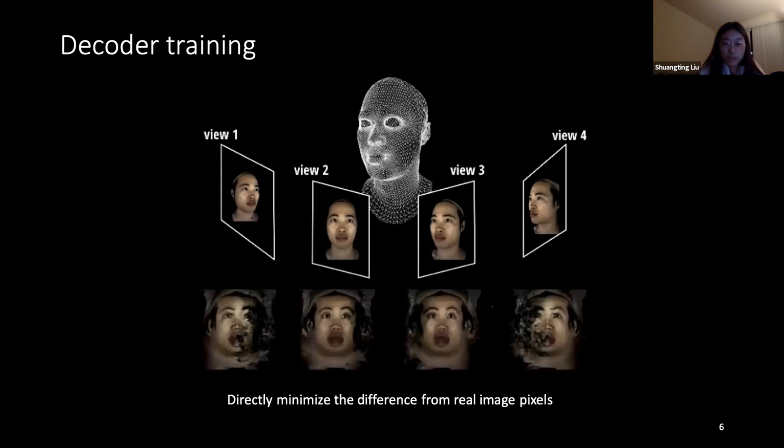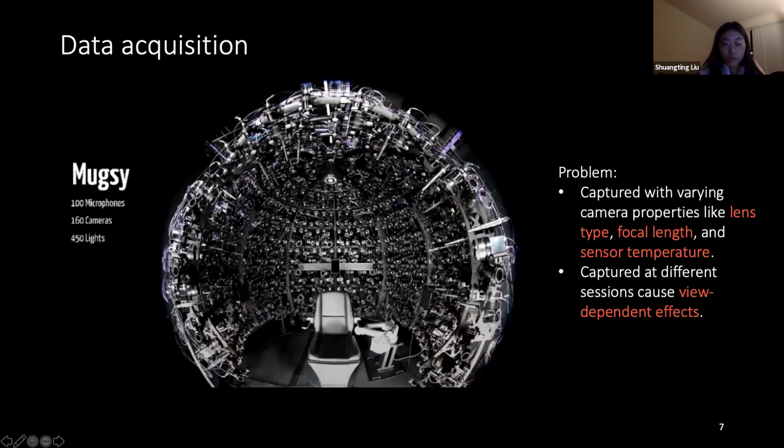To train such a decoder, we need a lot of training data. As the figure shows, the training data contains human faces from different viewing angles. In order to obtain such training data, the team built a camera capture system called MSCV. The person will sit in the middle of the capture system, and the cameras all around will capture the human's face from different viewing angles.